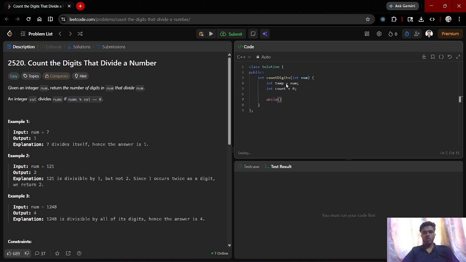Using a while loop, this loop runs until all digits are processed, while temp is greater than 0. Integer digit equals temp percent 10, to extract the last digit, and using an if condition: num percent digit.